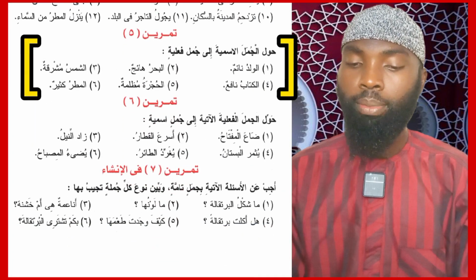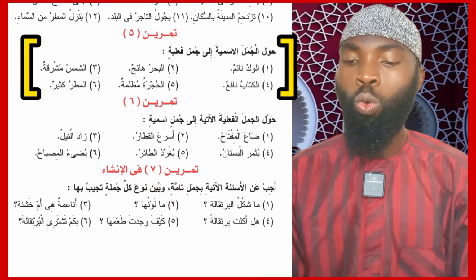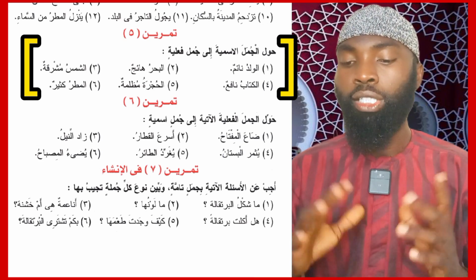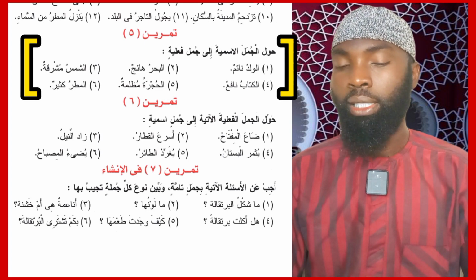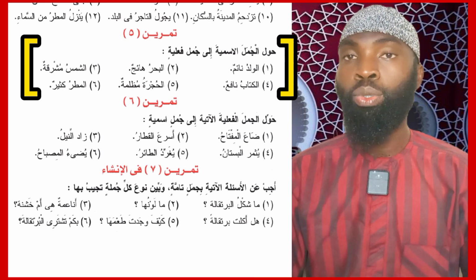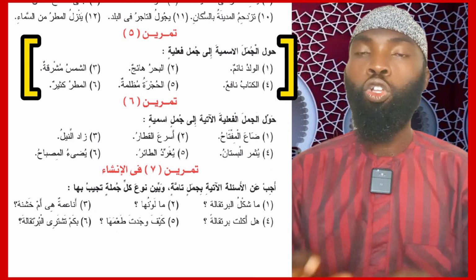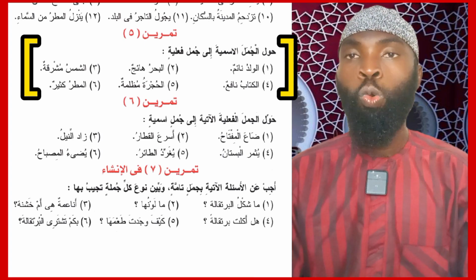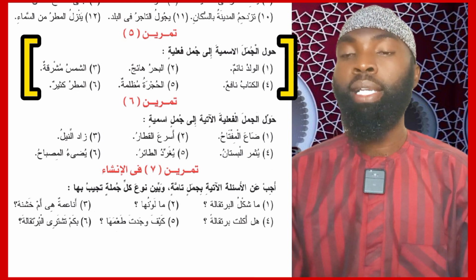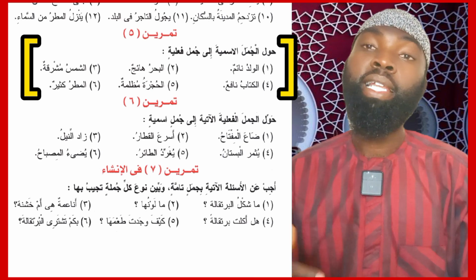Moving to tamarinul khamis, exercise number 5. The instruction says hawwil al-jumal al-ismiya ila jumalin fi'liya, transform these following nominal sentences into verbal sentences. These are nominal sentences, jumla ismiya. We have to change them to verbal sentences. Number one, we have al-waladu na'imun. The boy is sleeping. What can we say? We can say yanamu al-waladu.